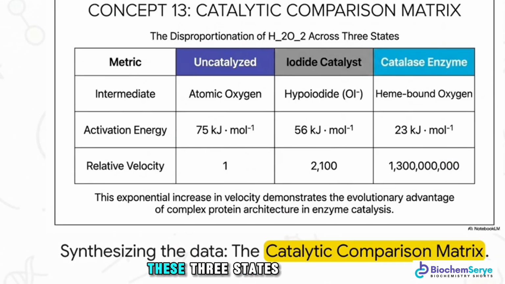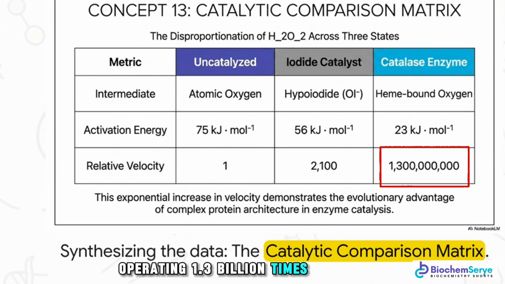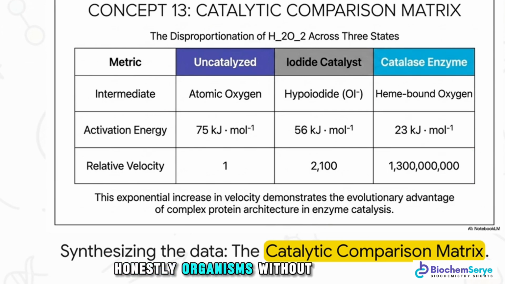When we evaluate these three states side by side, it perfectly encapsulates the sheer evolutionary advantage of complex protein architecture. We literally go from a dangerous atomic oxygen intermediate requiring 75 kilojoules at a baseline velocity of 1, all the way to a highly controlled, heme-bound oxygen intermediate requiring just 23 kilojoules, operating 1.3 billion times faster. Honestly, organisms without these structural enzymes simply perished.